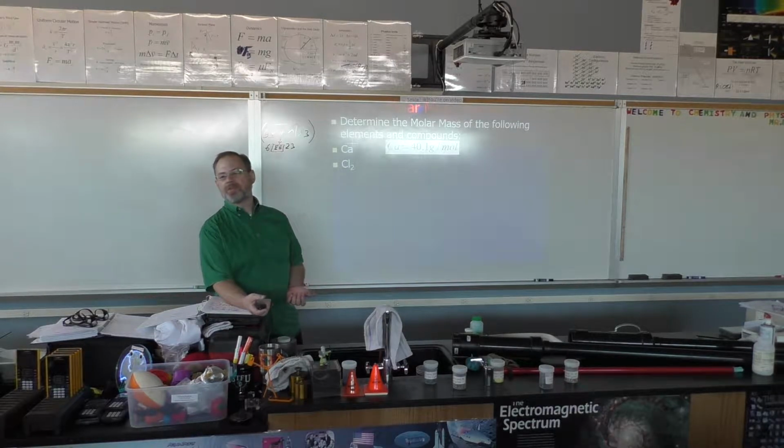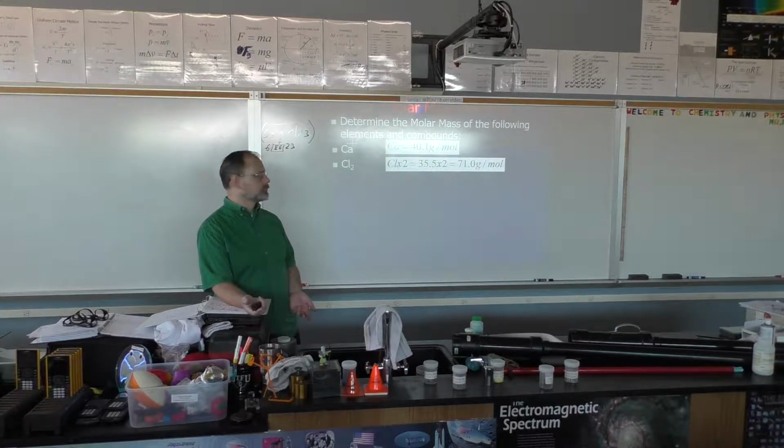Okay, so chlorine. The periodic table tells you it's 35.5. You double it, you get about 71. Yep. Again, if you round before or after, I'm not really going to care. If you say 70, I'm going to be like, that's all right.